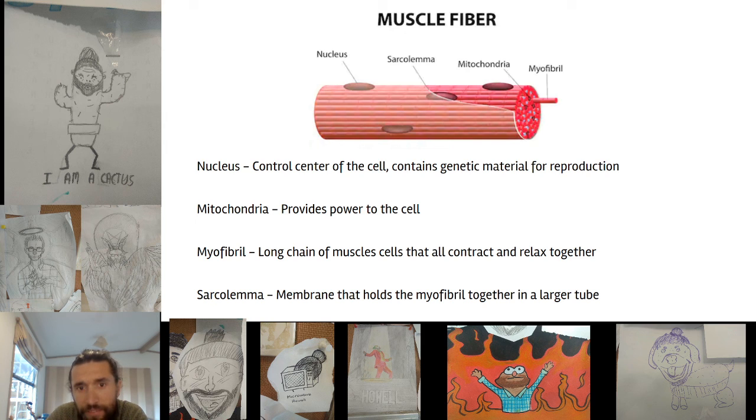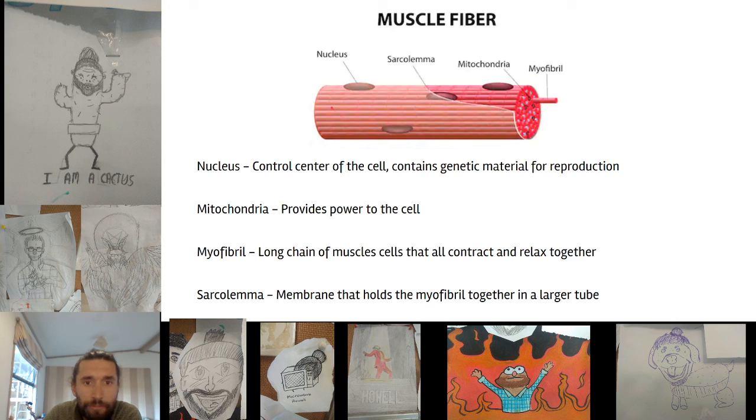Mitochondria, this is the part of the cell that provides power. If the muscle is doing lots of work, it's going to have lots of mitochondria. If it's not doing as much work, it's less used muscle, and might have less mitochondria.